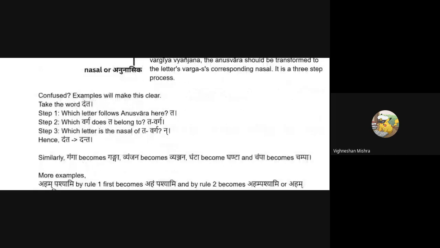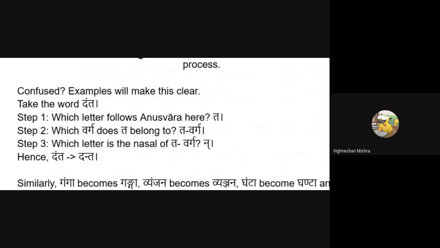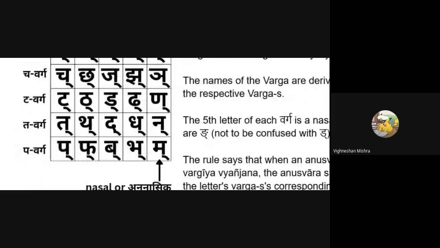So now we'll see a few examples. Now take the word Danta. I'll zoom in a bit more. Which letter follows Anuswara here? After Anuswara, which letter is present here? Ta. You can see Anuswara is above, and the next letter is Ta. Which Varga does Ta belong to? Ta belongs to Ta Varga. Literally, you can see Ta belongs to Ta Varga.